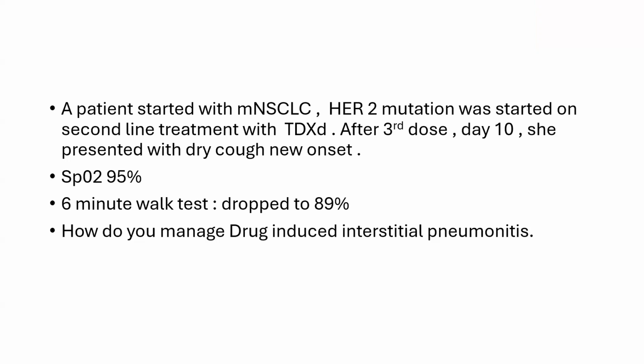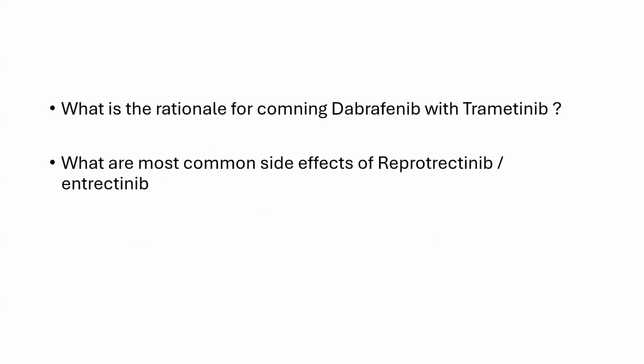Very good. Go ahead, Sabeena. So what is the rationale for combining dabrafenib with trametinib? So dabrafenib is a BRAF inhibitor and trametinib is a MEK inhibitor. If we give only a BRAF inhibitor, the MEK activation will occur and proliferation will continue. So if it's a BRAF inhibitor, we should compulsorily add a MEK inhibitor, madam, to stop the other pathway, the MEK pathway.